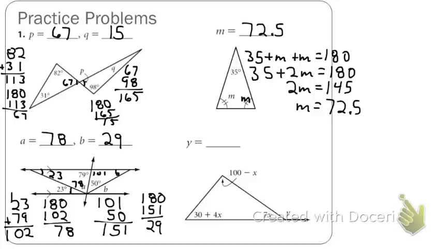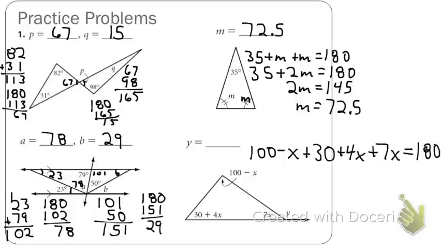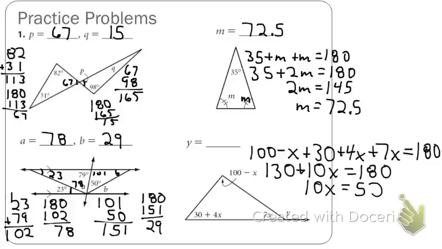Our last one, for the bottom right, we're going to have to solve for x first. So I look at all the x's, they're inside the triangle. So 100 minus x plus 30 plus 4x plus 7x equals 180. So we get 130 plus 10x equals 180. That gives me 10x equals 50. So x is 5. Now, I'm going to plug that in to all my angles just so I can see what I have to deal with.